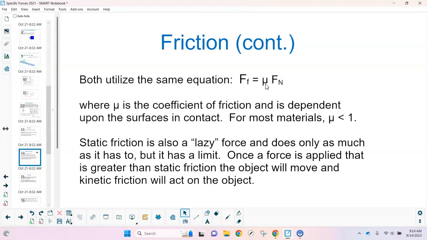Okay. Static friction, the other part of the equation here is F_n. That's our normal force. So the normal force is directly related to the friction force. So the friction force depends on the normal force. So it matters how much the surface and the object are kind of squished together.